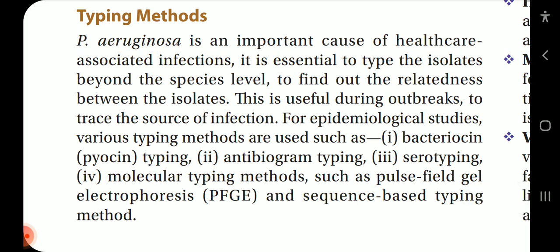It is essential to type the isolates beyond the species level to find out the relatedness between the isolates. This is useful during outbreaks to trace the source of infection. For epidemiological studies, various typing methods are used such as bacteriocin typing, antibiogram typing, serotyping, and molecular typing methods such as pulsed field gel electrophoresis, and sequence based typing method.